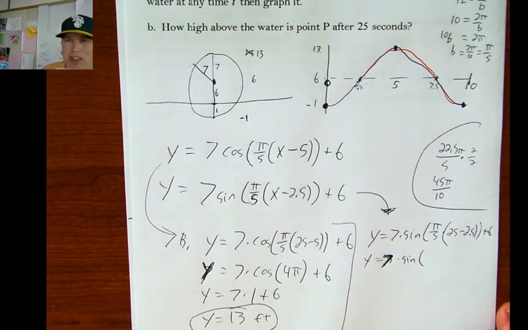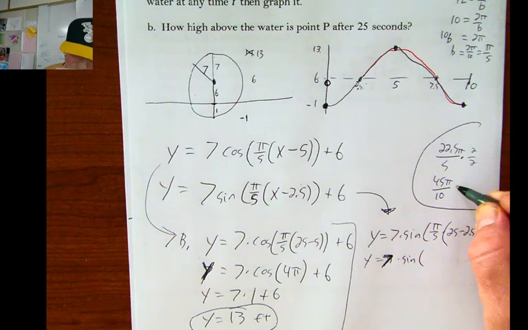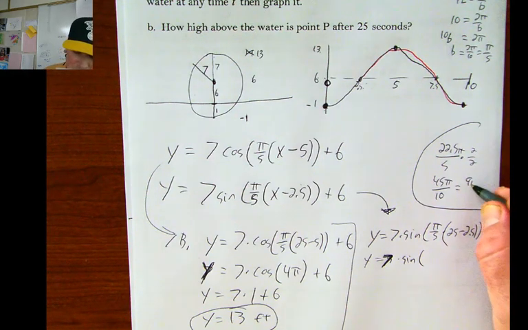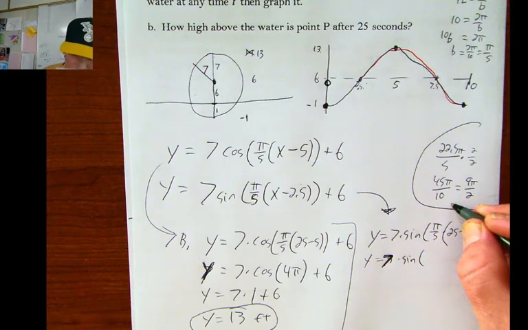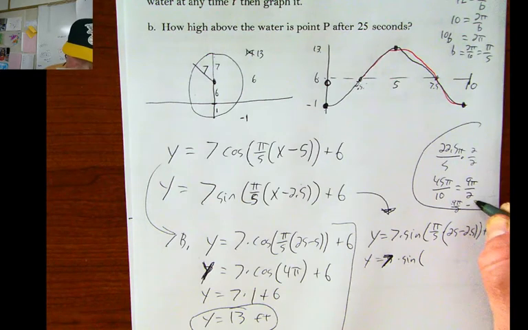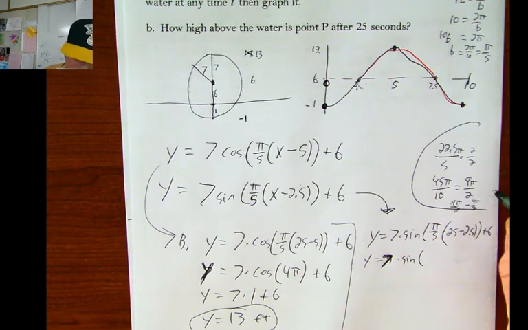45 pi over 10. Yikes. Let's see. You could pull out 5s out of that, and you'd get 9 pi over 2. Then you'd need to think coterminal. 9 pi over 2 minus 2 pi, so minus 4 pi over 2. That's 5 pi over 2. That still doesn't do it, so I subtract 4 pi over 2 again, and I get pi over 2.